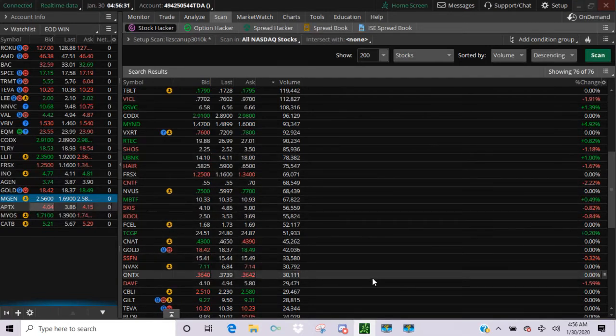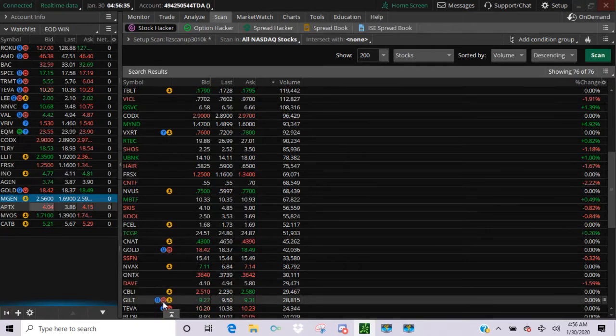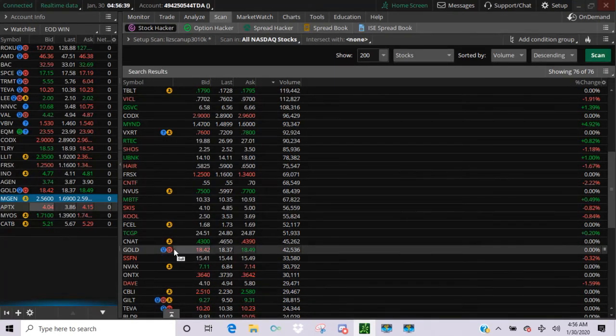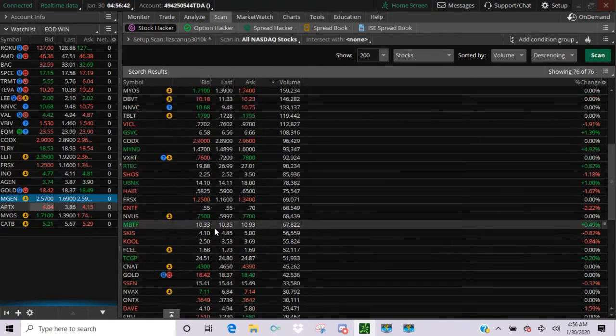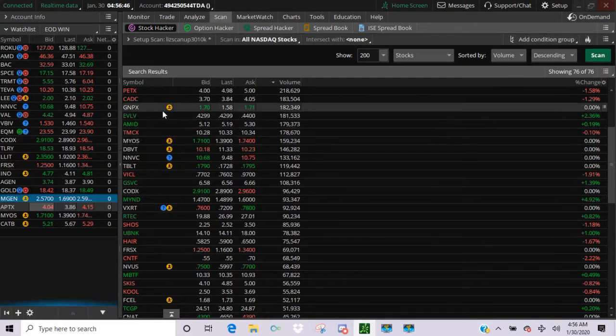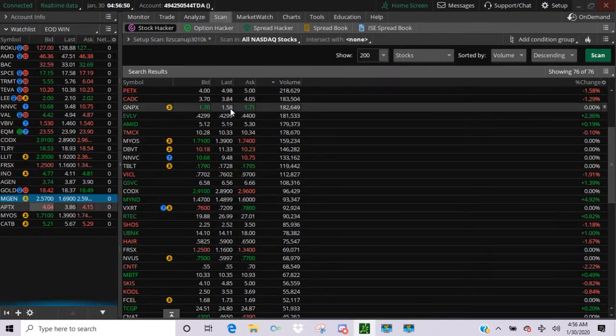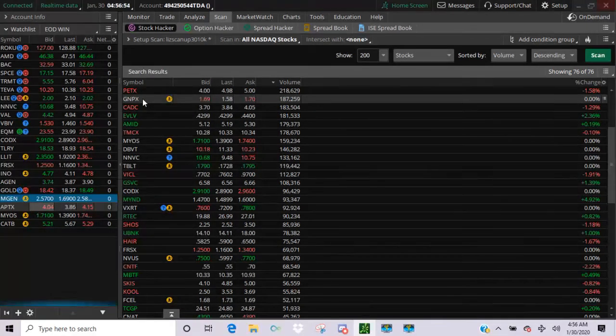I'm interested in these tickers that have the yellow dots or any other catalyst that is helping them move. Upcoming earnings, gold moves when the market is crap. Like I said, biotech is moving because of the coronavirus. You always look for the last. And look, GNPX just popped.